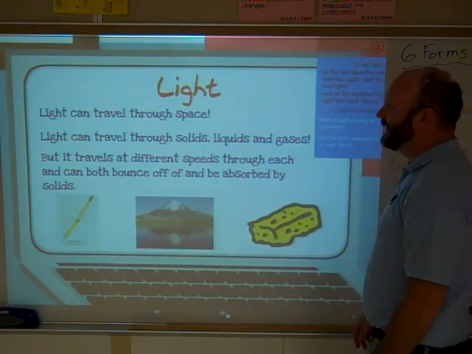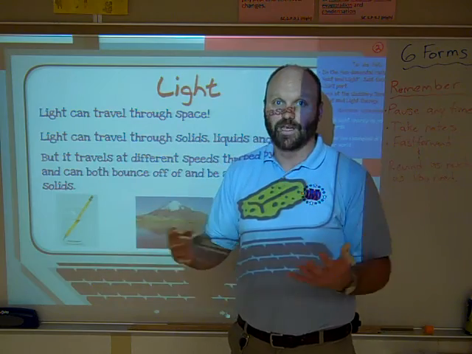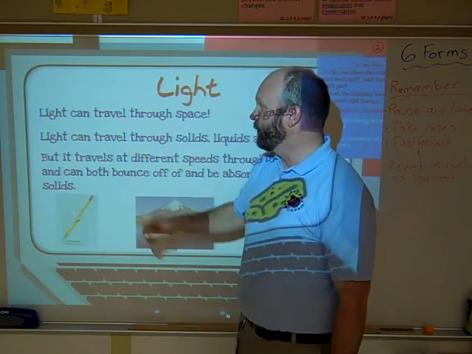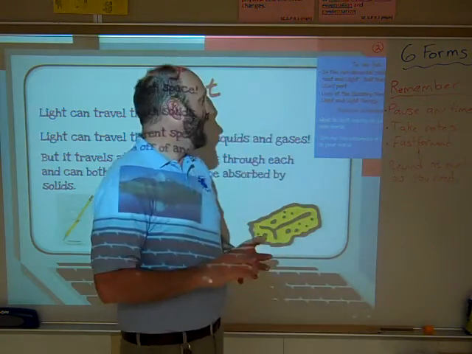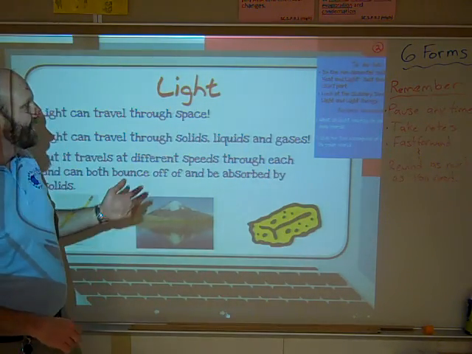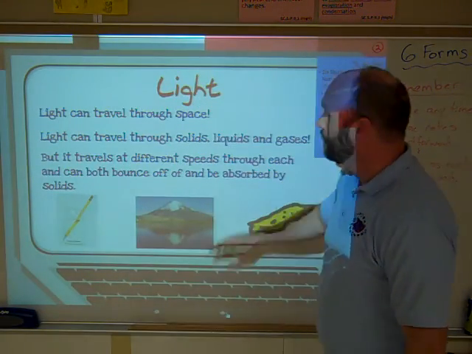Here's what you need to know about light. Light can travel through space. There's nothing in space. It's empty. There's no matter, but light can still travel through it. Light can also travel through solids like windows. Light can travel through liquids like water. And light can travel through gases like the air in this room. The light's traveling through it right now.